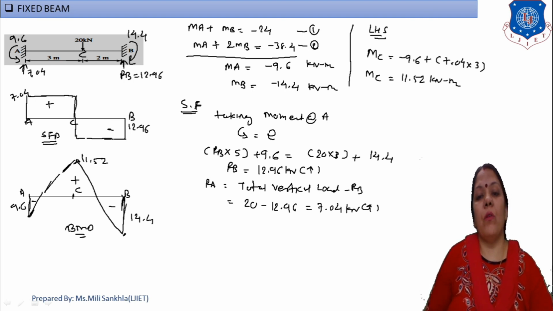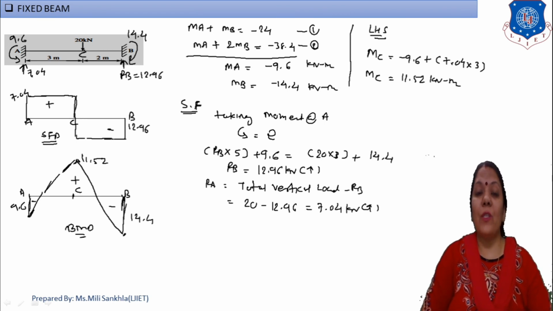Okay, this is my bending moment diagram. Now we complete this example. Okay, in the next session we solve another example. Okay, just now we stop here.